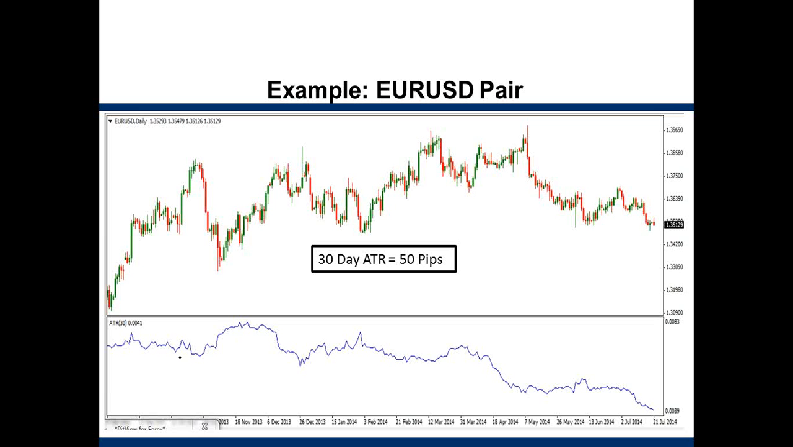So on day 1, if it's 50 pips, on day 2, if it's 100 pips, on day 3, if it's 120 pips, it's adding up all the pips that it's moved each and every day for the last 30 days, dividing by 30, and essentially giving you a 30-day moving average, if you will, of the range. Why is that important? Because it's a good measure of volatility.